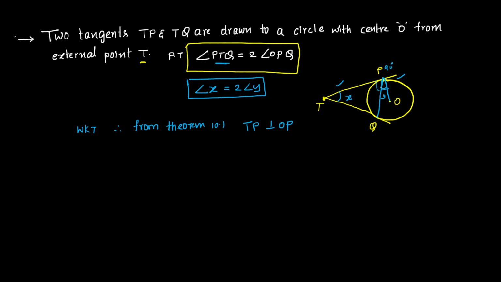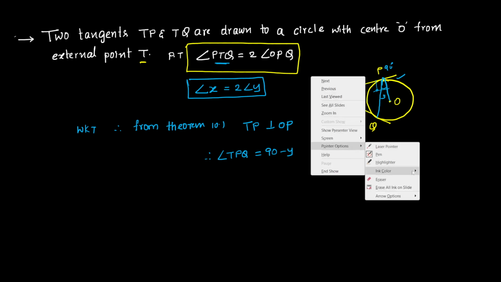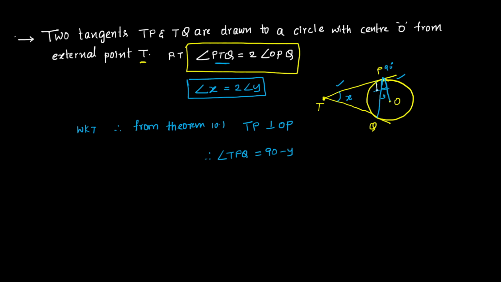Now what will be this part of the angle, TPQ? So therefore angle TPQ is equal to, this is y, total is 90, so that will be 90 minus y. I think you got my point, right? So this total angle is 90 and this angle is y, so this will be 90 minus y. And if this is 90 minus y, this would also be 90 minus y.